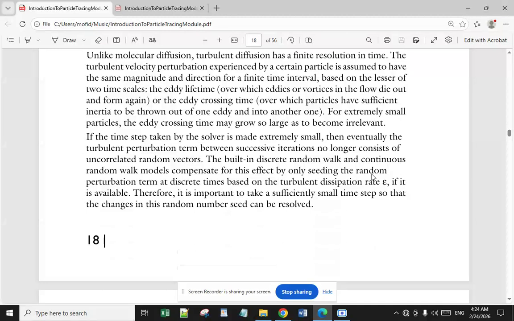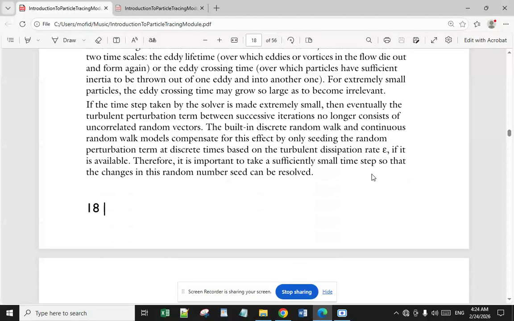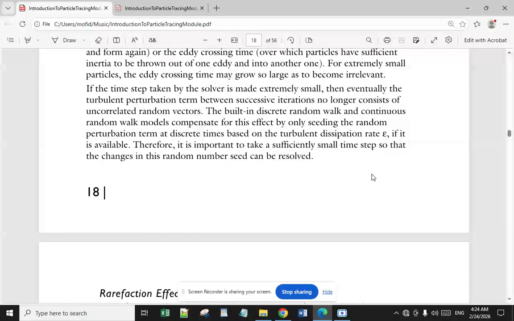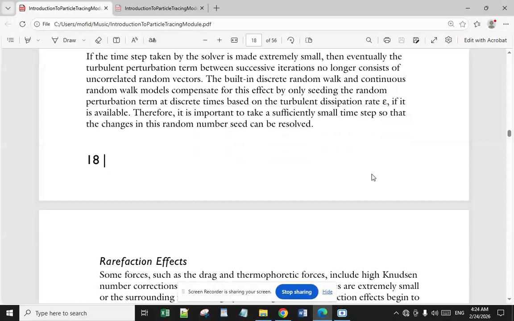If the time step taken by the solver is made extremely small, eventually the turbulent perturbation term between successive iterations no longer consists of uncorrelated random vectors. The built-in discrete random walk and continuous random walk models compensate for this effect by only seeding the random perturbation term at discrete times, based on the turbulent dissipation rate epsilon if it is available. Therefore, it is important to take a sufficiently small time step so that the change in this random number can be resolved.